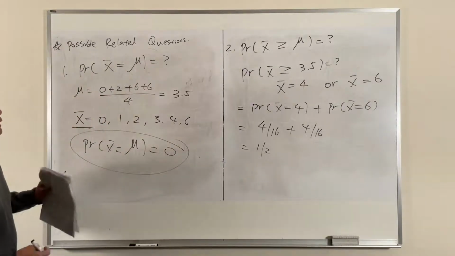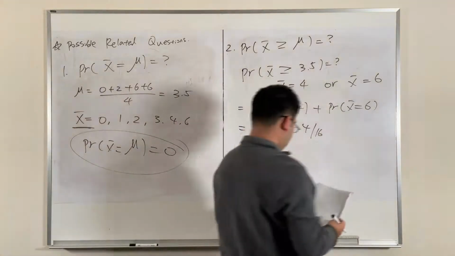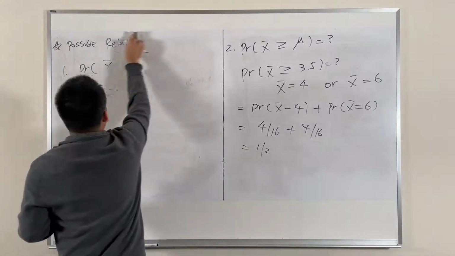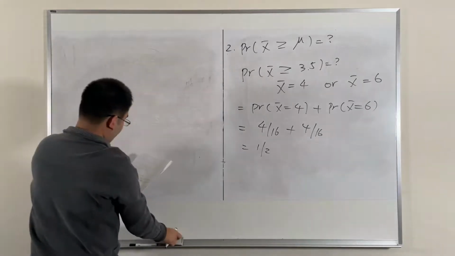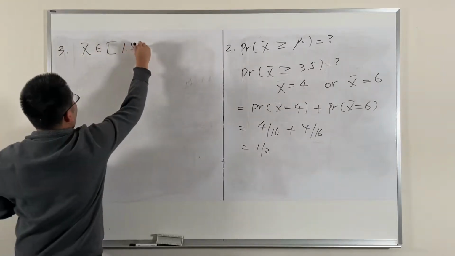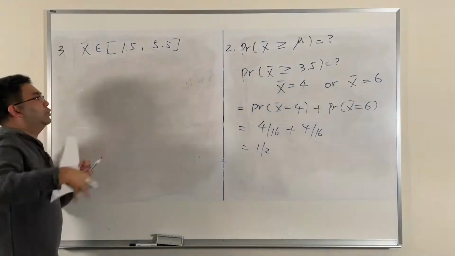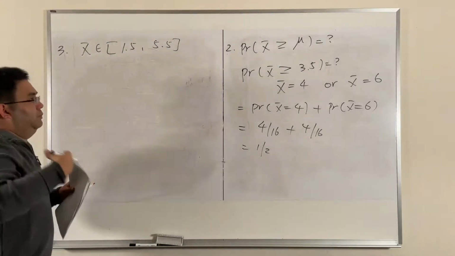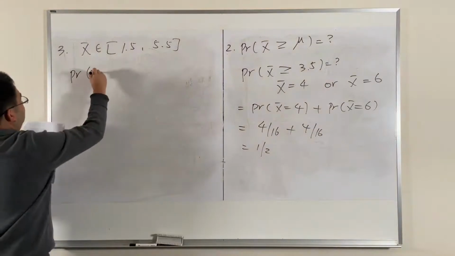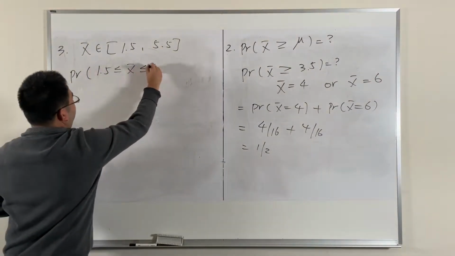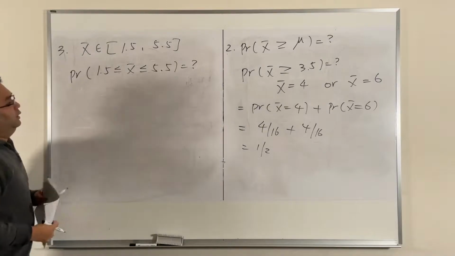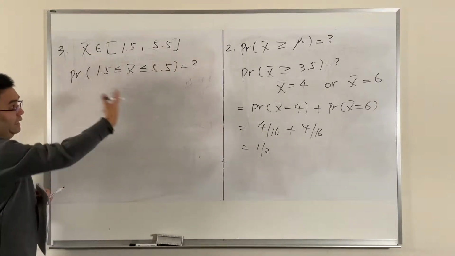Okay, let me do one more. So the third case is x bar in the range of 1.5 and 5.5. So what is the probability that your sample mean is in between these two values? If you write it as a probability statement, it's the probability of 1.5 less than x bar less than 5.5, question mark. So what's the probability that your x bar is in between these two values? And what are the values that satisfy this range here?